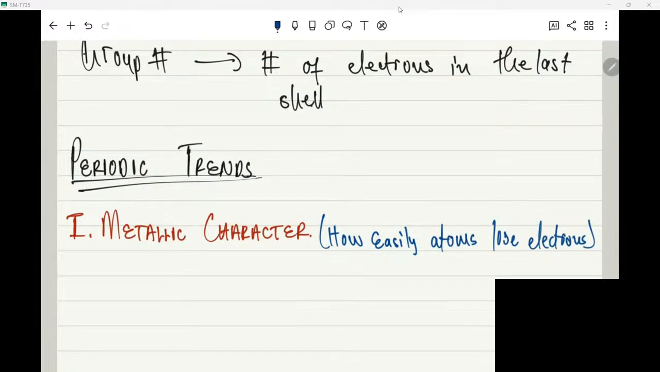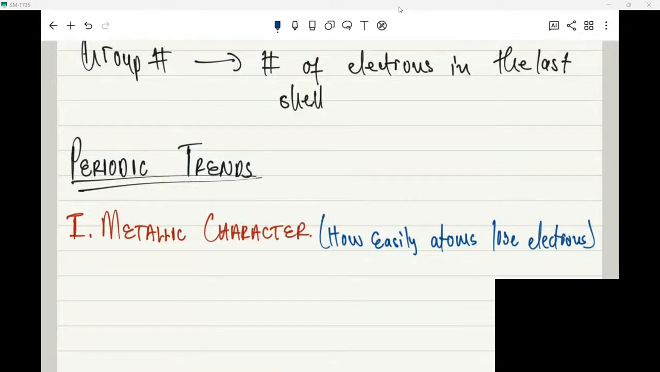We know that nonmetals don't like to lose electrons. They like to gain electrons. So for nonmetals, we'll talk about their own character, which is called electronegativity. That's the character of nonmetals. How greedy are they for electrons? How much do they love to gain? That's for nonmetals. For metals, we focus on how easily they like to lose.